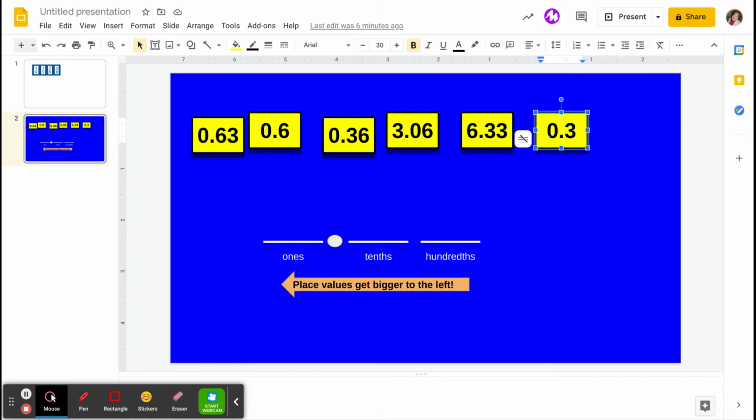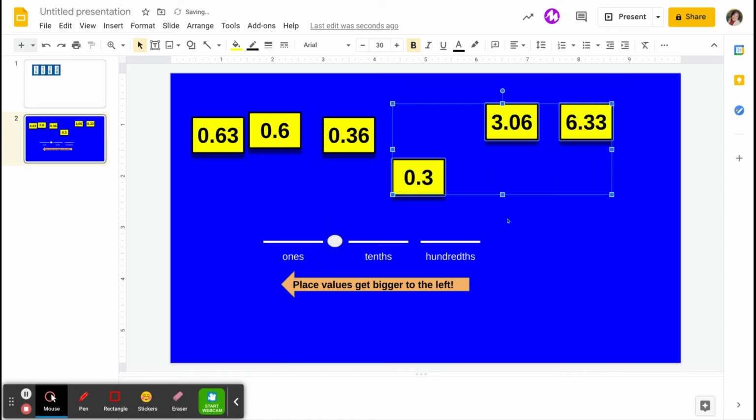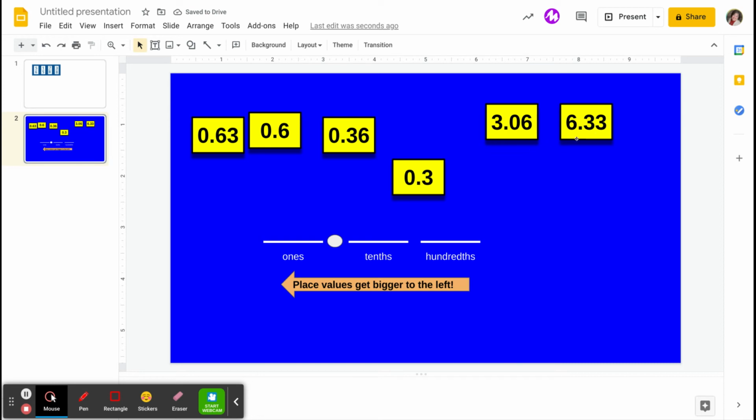So first I'm going to start by comparing the ones place, and I see 0, 0, 0, 3, 6, and 0. The first thing I notice is that 3 and 6 are definitely more than 0. So I'm going to move this 0 down this way and move my 3 and 6 over a bit. 3 is less than 6, so I'm definitely going to keep 6 and 33 hundredths as my biggest number. And then the next one down will be 3 and 6 hundredths.